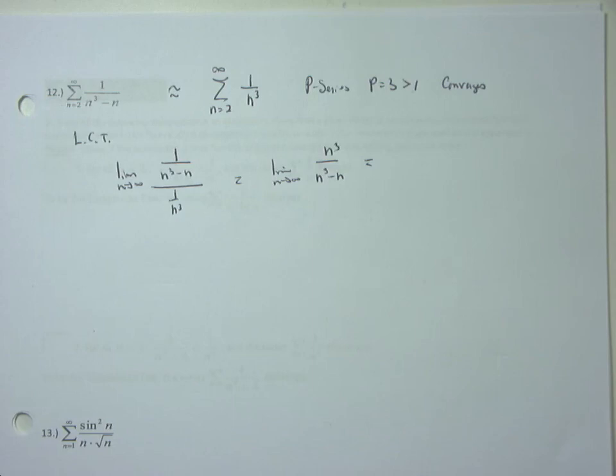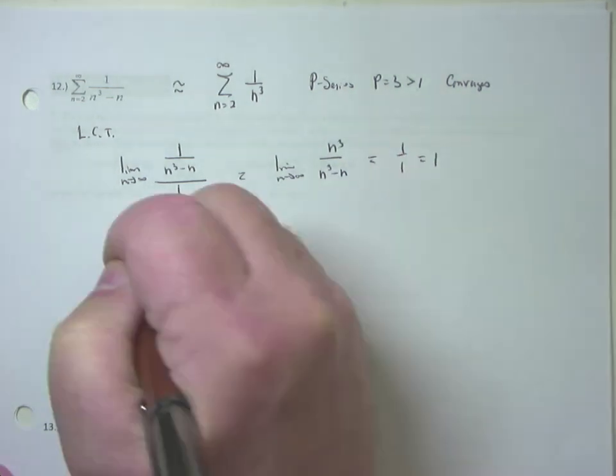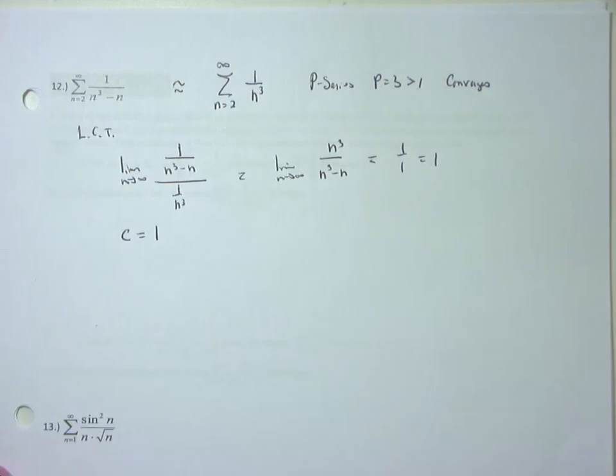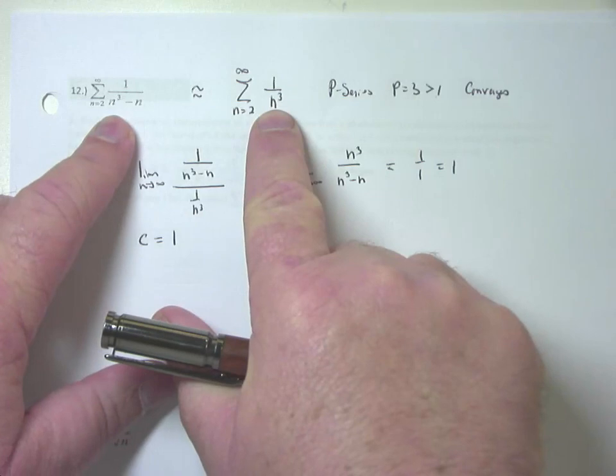And what is the limit as n approaches infinity of n cubed over n cubed minus n? You could do L'Hopital's rule a couple of times if you want to, but if you notice the degree of the top equals the degree of the bottom, the answer is the ratio of leading coefficients. What's it going to be in this example? 1 over 1, which is equal to 1. Therefore, your C equals 1.